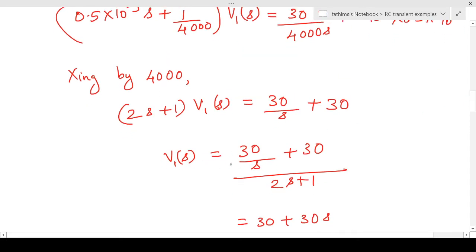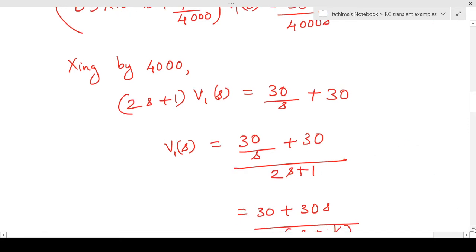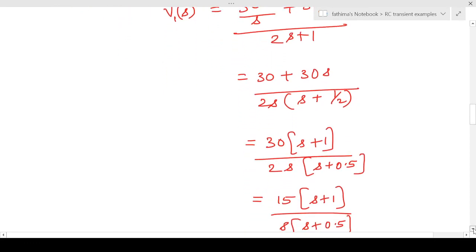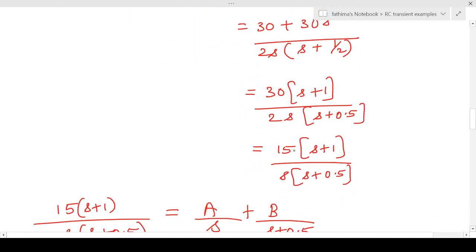So this becomes V1 of s is equal to 30 by s plus 30 by 2s plus 1. Rearranging, it becomes like this. So our expression for V1 of s finally becomes 15 into s plus 1 divided by s into s plus 0.5. We cannot directly take the inverse Laplace transform for this. For that, we have to take the partial fraction expansion.